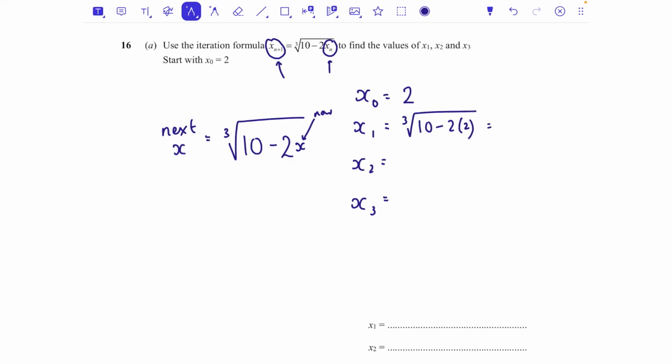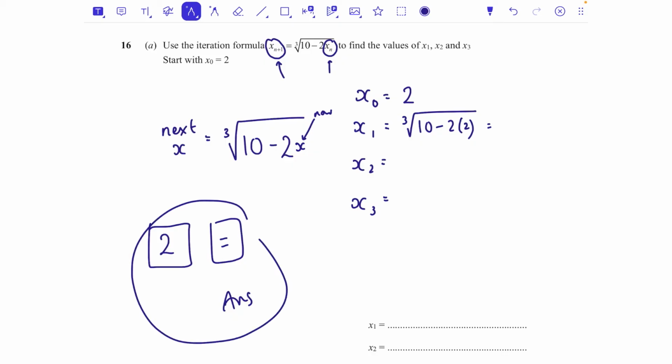Now, the easiest way to actually do this is to hit 2 in your calculator and hit equals, and then it will be stored as the answer. And then you can just use your answer button moving forward, and it'll always update it. So I'm going to type the cube root of 10 minus 2 lots of my answer. And that will then take the 2 that I already stored and use that.